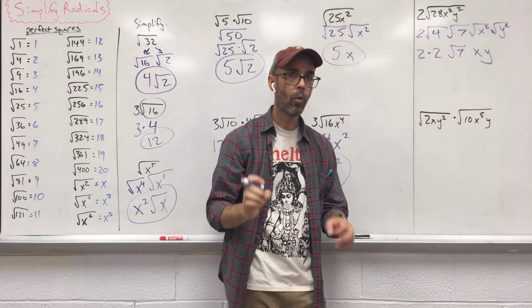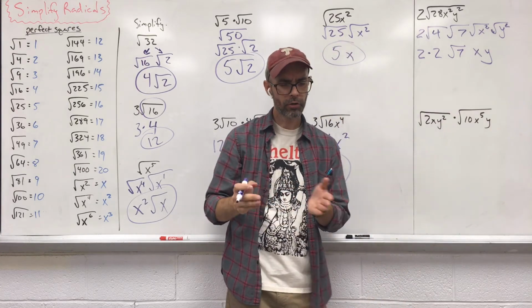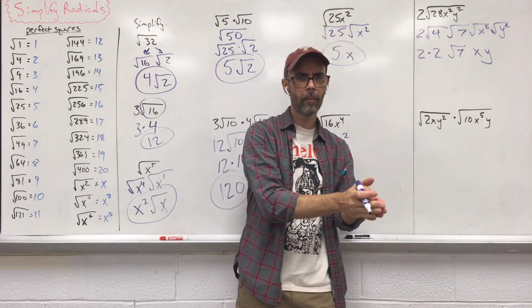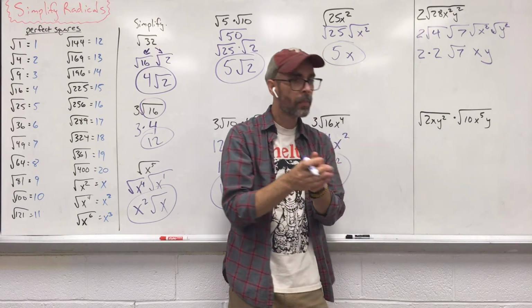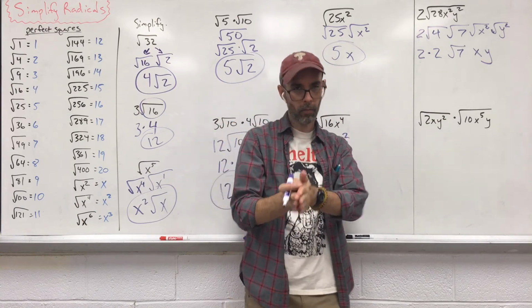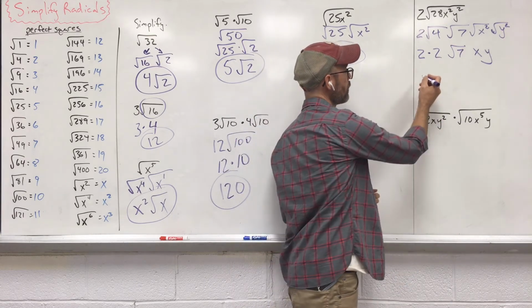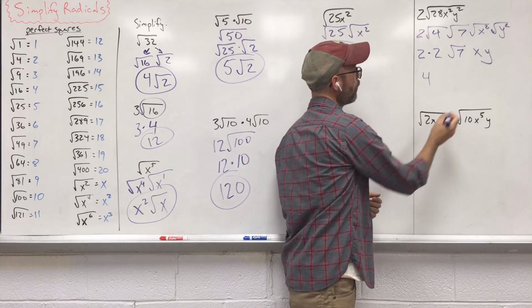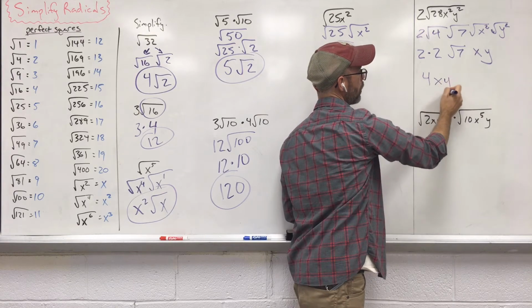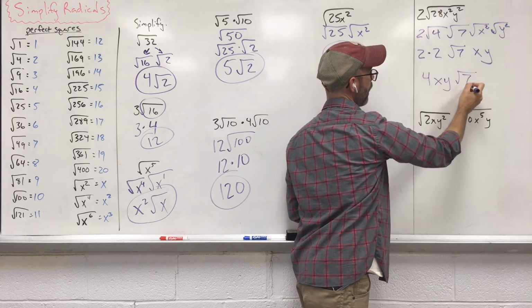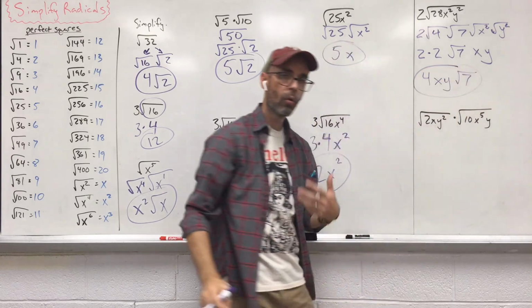Now, there's a special order we need to put these in. Usually it's always number, then variable. That's almost the case. We're going to have number, variable, radicals. So let's reorder things. So 2 times 2 gives me 4. I'm going to bring x and y up, and then I'm going to put the radical. The radical always comes last.